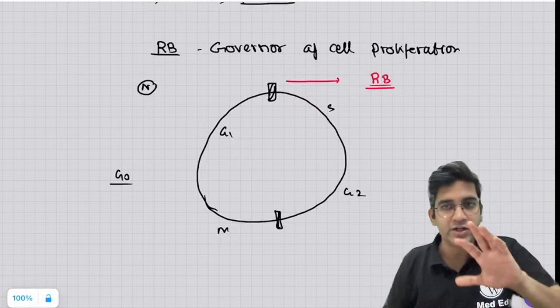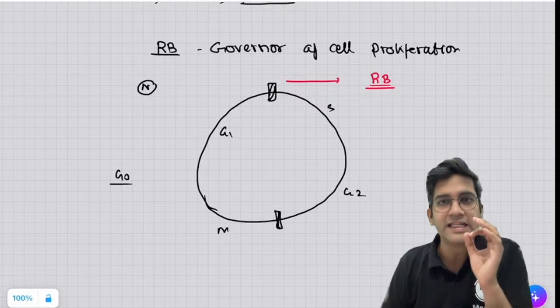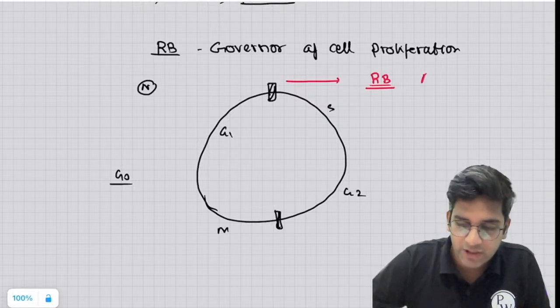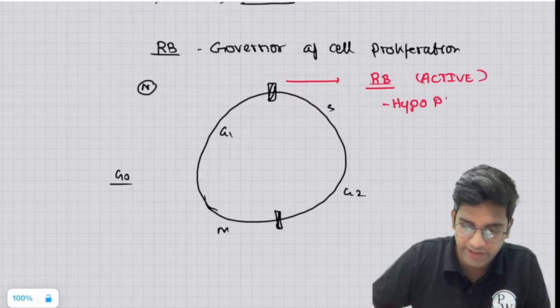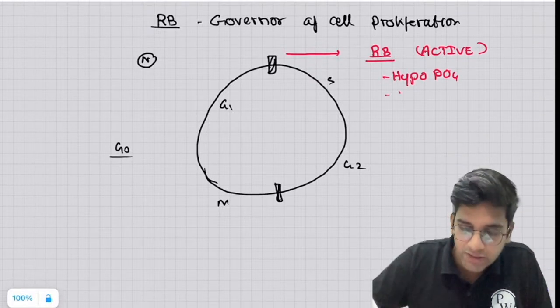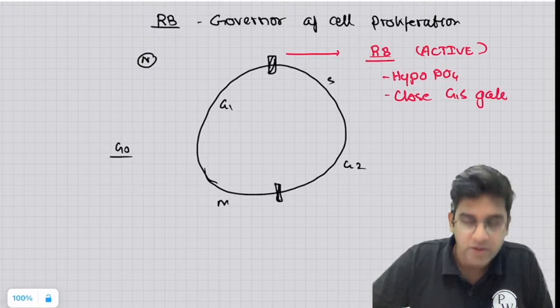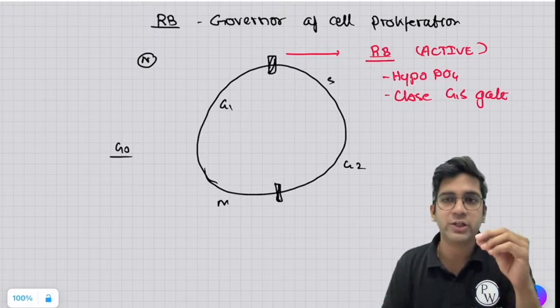So the retinoblastoma function is very simple and very specific. It will stop the cell cycle at G1/S. When retinoblastoma is active, it's in a hypophosphorylated state. It's not having a good amount of phosphorylation, it's active, and being active, it closes the G1/S gate. So no cell can move from G1 to S if retinoblastoma is active.